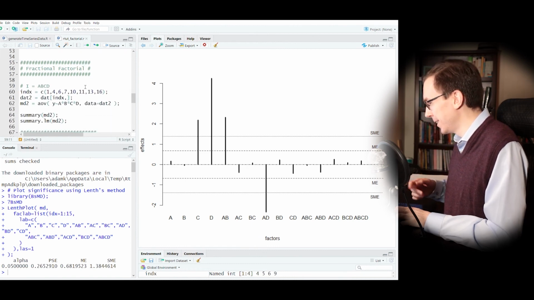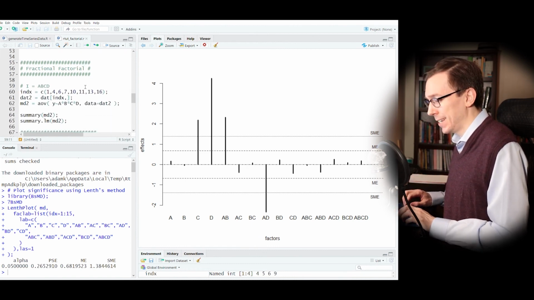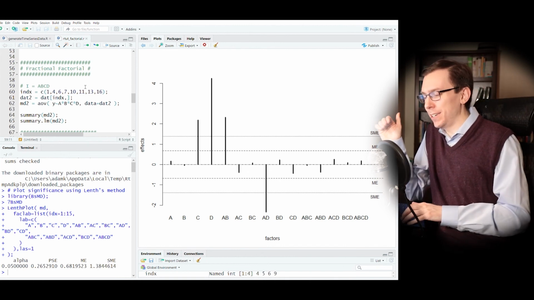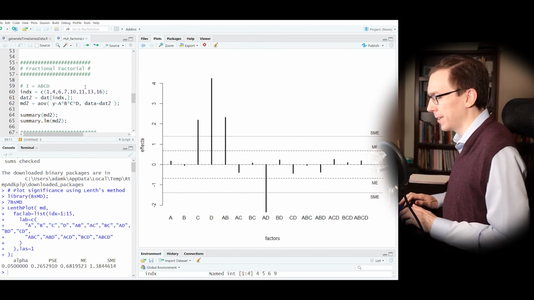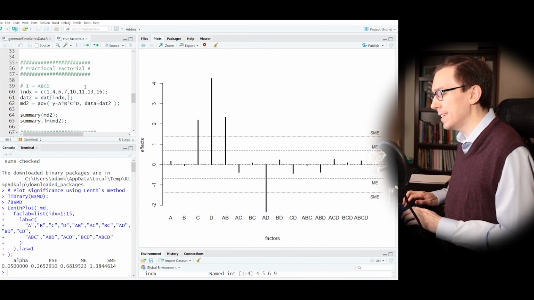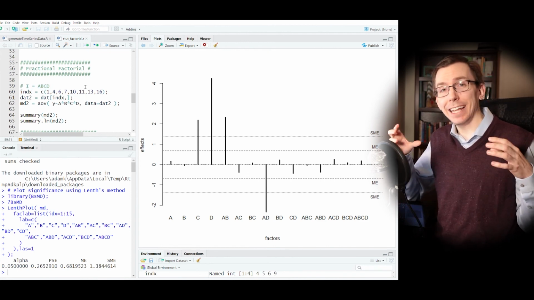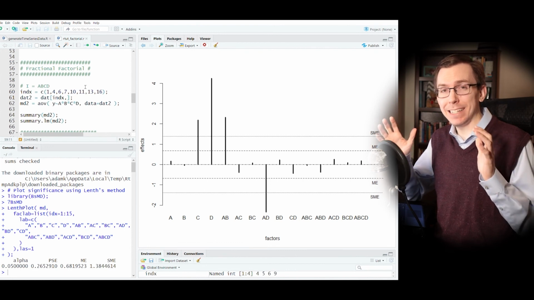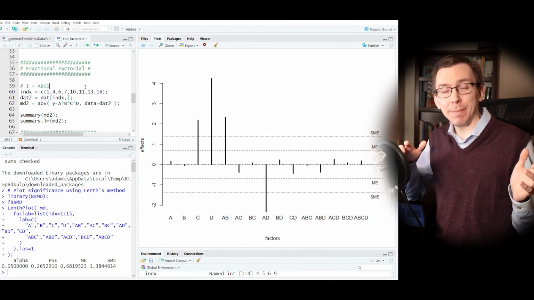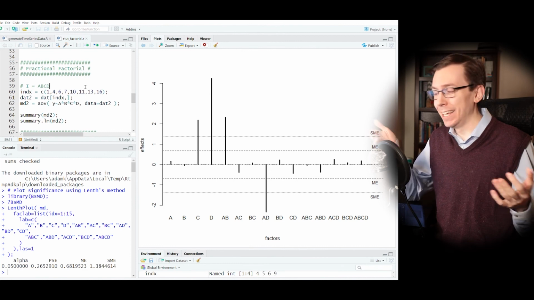Now we can also do a fractional factorial design. So here, you can see in the code up in the top left, I wrote in a comment, I = ABCD. So what I did was I aliased the term ABCD with the identity. That means we have a resolution 4 design.